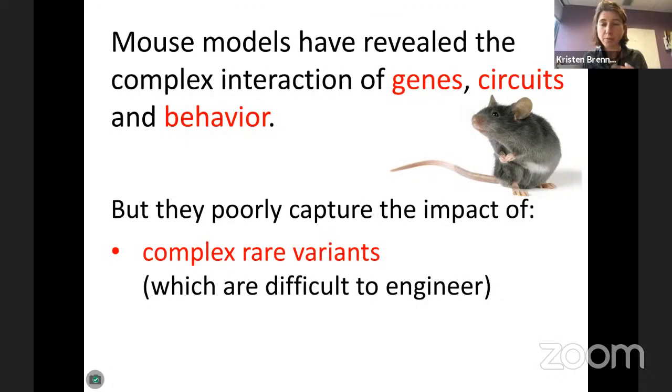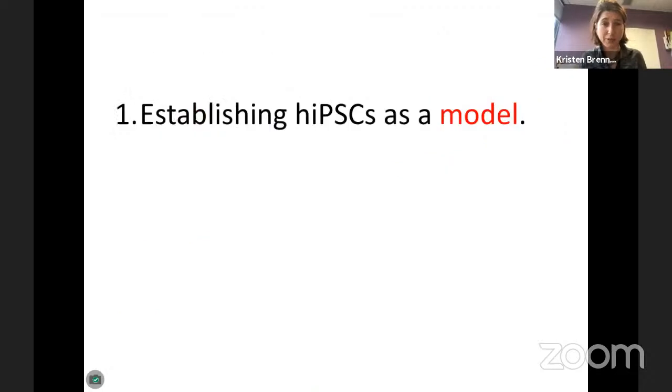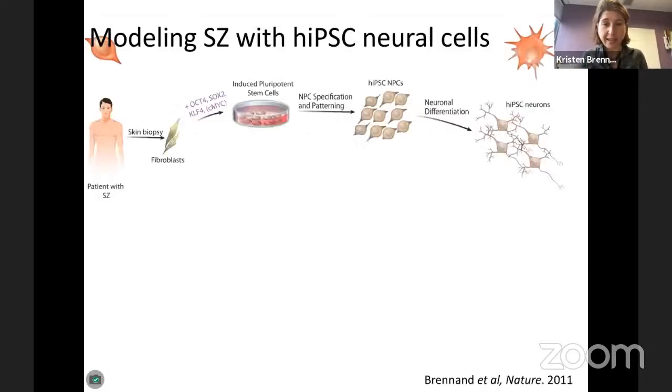A complex rare variant, like a large CNV deletion, can be very difficult to engineer into a mouse, and non-coding common variants that underlie most of the risk for psychiatric disease are generally not conserved between rodents and humans, and so again are very difficult to model in animals. This is why we've been pushing forward into using stem cells as an additional, not alternative, model to study psychiatric risk.